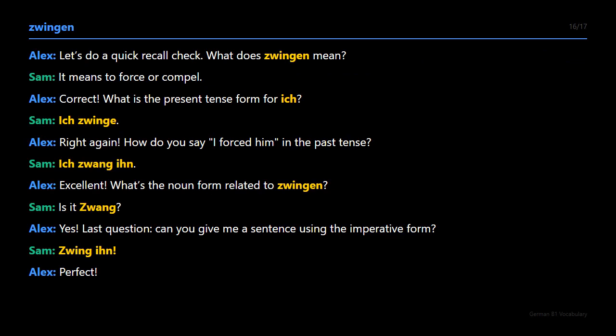Let's do a quick recall check. What does zwingen mean? It means to force or compel. Correct. What is the present tense form for ich? Ich zwinge. Right again. How do you say I forced him in the past tense? Ich zwang ihn. Excellent. What's the noun form related to zwingen? Is it Zwang? Yes. Last question, can you give me a sentence using the imperative form? Zwing ihn.